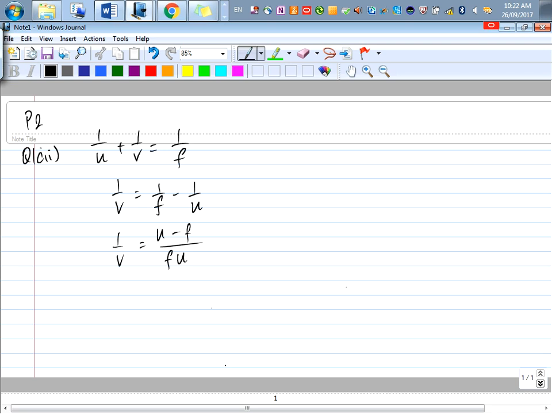Then do what you know as cross multiply, but use a pencil please, so that the marker will not see it as a big multiplication sign. Then next, f times u is equal to v times u minus f. And finally, we make v the subject. It will be f times u over u minus f.